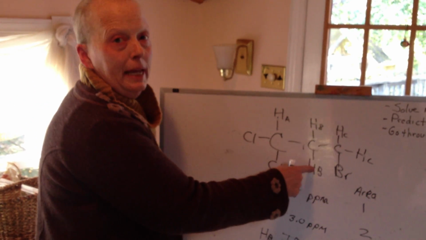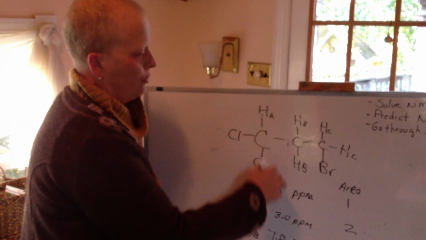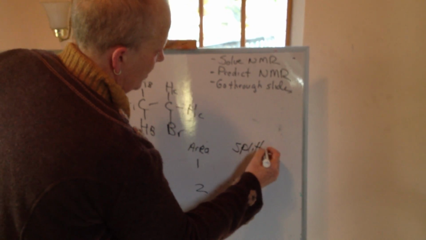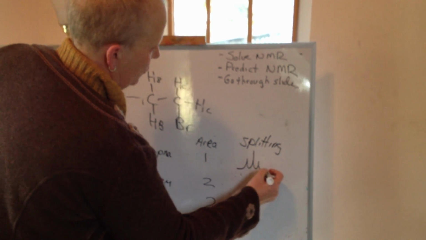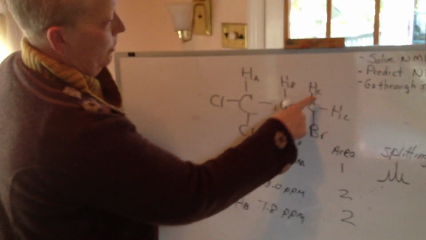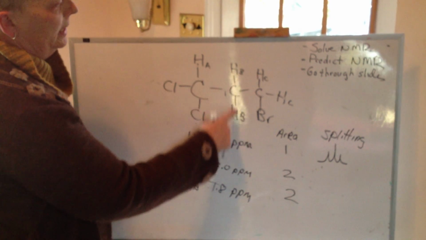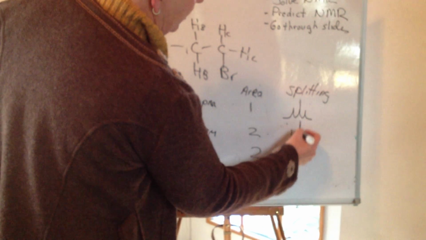HA has 2 neighbors. So what would you predict? You'd predict HA to look like a triplet. Which would look like that, okay? HC, which is coming up next, the HC population has 2 HB neighbors. So HC should also be a triplet, but it would be a bigger triplet.